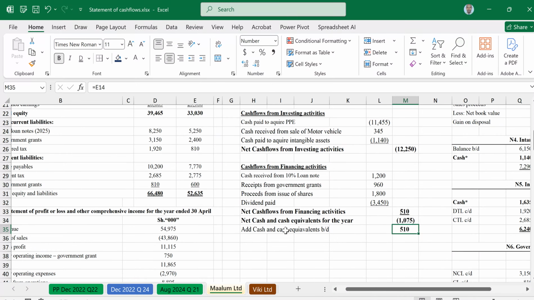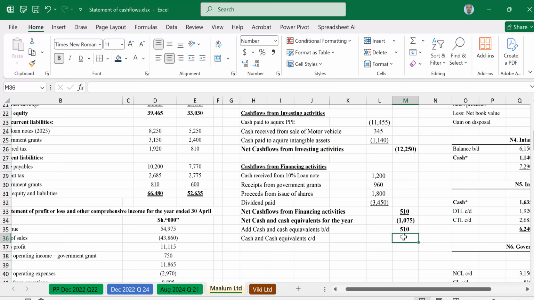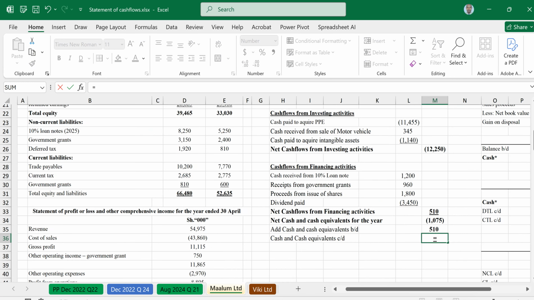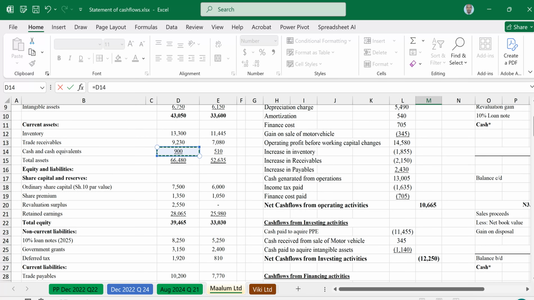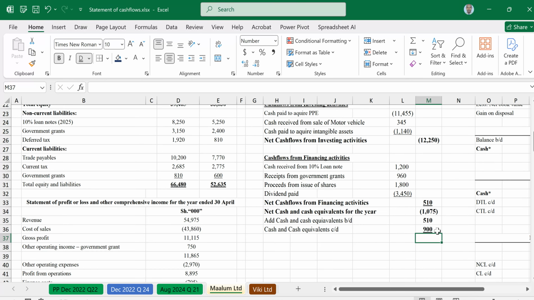Now add cash and cash equivalents brought down, then the final answer will be the cash and cash equivalents carried down, which has also been given. It was given at 900. And this becomes the end of the question. But you can see that this plus the other one is bringing 565. So the answer is not 900. It means that there must be some error somewhere that we have committed.